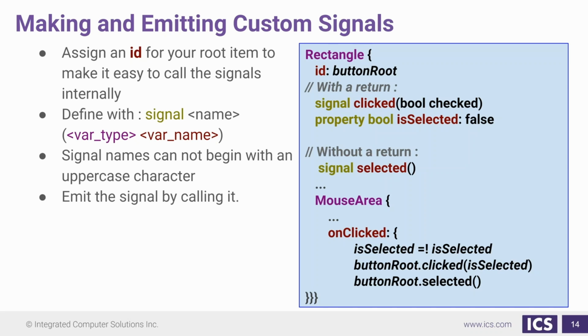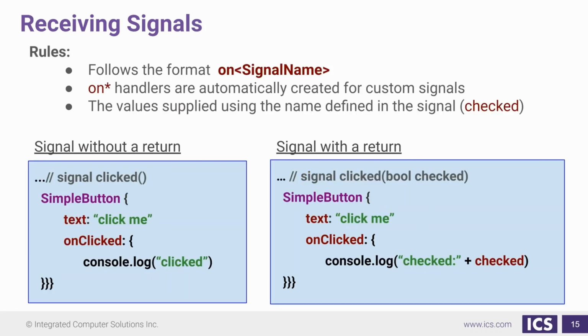So after we assign that, what we're going to do is in our mouse area, when we have our onClicked, we're going to use the name of the root item, which is buttonRoot, and we're going to use buttonRoot.clicked to emit this signal. Since our clicked carries a bool, it's going to have a checked. We're going to send with it the isSelected property. And then when we handle that, we'll be able to use the checked variable name to check the variable that was passed to us.